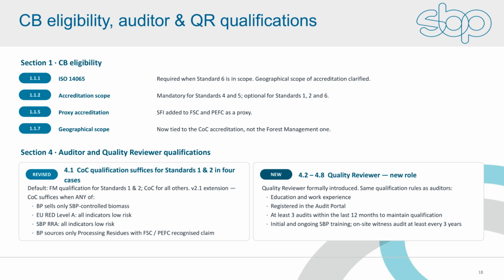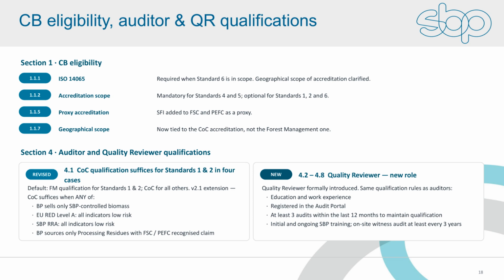Starting with CB eligibility and auditor qualifications. Section 1, 1.1.1 now requires ISO 14065 when Standard 6 is in scope, with the geographical scope of accreditation clarified. 1.1.2 sets accreditation as mandatory for Standards 4 and 5 and optional for Standards 1, 2, and 6. 1.1.5 adds SFI to FSC and PEFC as a proxy. And 1.1.7 ties geographical scope to the COC accreditation, not the forest management one.